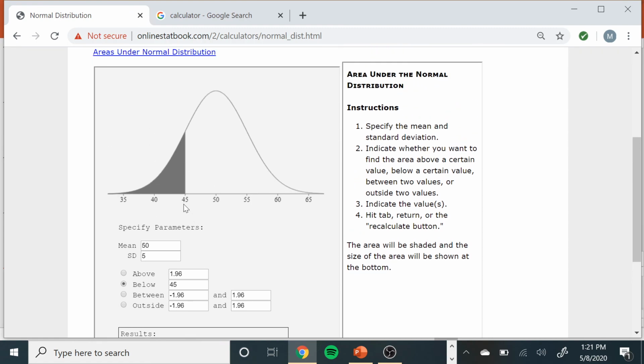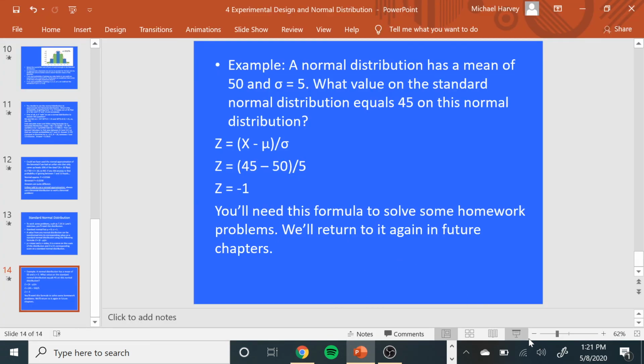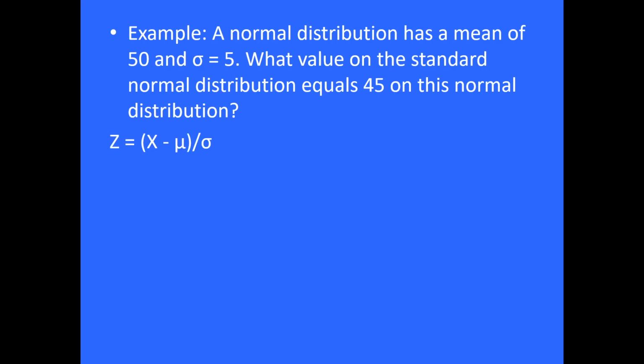What would this be on a standard normal distribution? Well, the way we would find it, we would use that formula. Let's take a look at what the formula does for us. We plug in our values here. 45 goes for x, and the mean is 50. Got to watch the sign here, divided by a standard deviation of 5. So notice the z-score is -1.